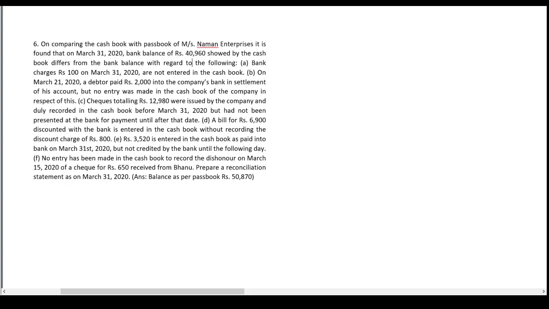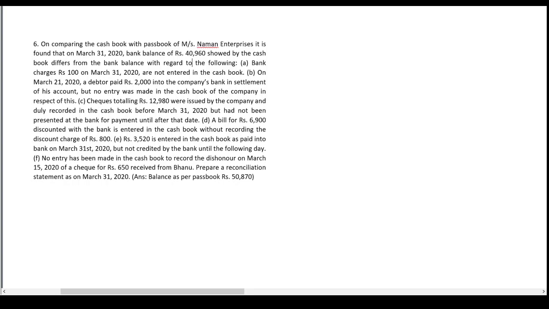3,520 is entered in the cash book as paid into the bank on 31st March 20 but not credited by the bank until the following day. No entry was made in the cash book to record dishonor on March 15, 2020 of a check of rupees 650 received from Bhanu. Prepare a reconciliation statement as on 31st March 20.